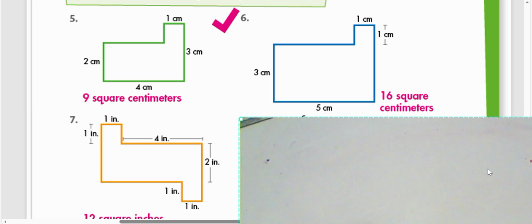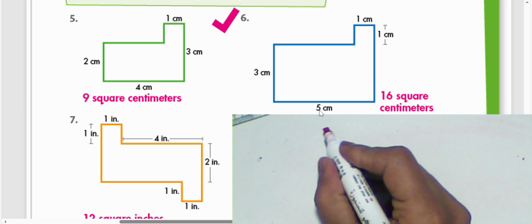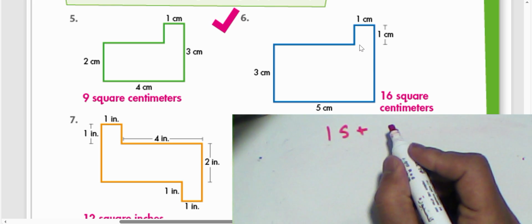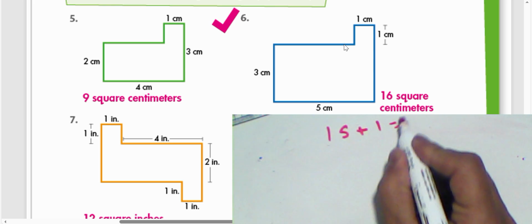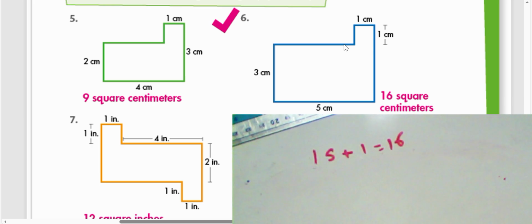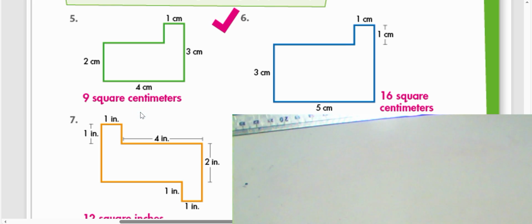Now below, we can find the area also by dividing from this part. The area of the first rectangle is 3 times 5, with two dimensions 3 and 5. 3 times 5 is 15, and the area of the square 1 by 1 equals 1, and the answer will be 16 square centimeters. Okay, this is the area of this shape. Question.